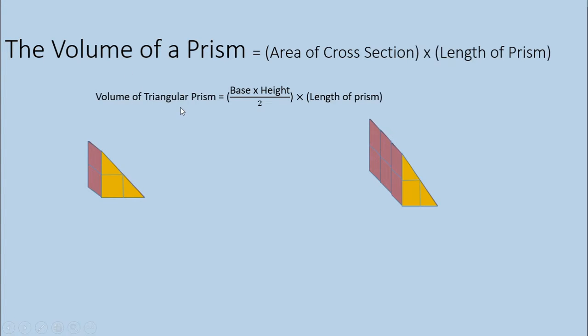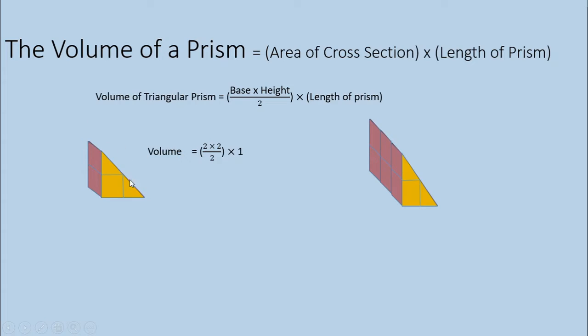Right, so starting with the formula for the area of a triangle then. The volume of a triangular prism will be the area of the triangle, which is base times height divided by 2, multiplied by the length of the prism. The length, again, is always the distance between the two cross-sectional faces. So in this case, the length of the prism is 1, 2, 3 squares. In this case, the length of the prism is just 1 square.